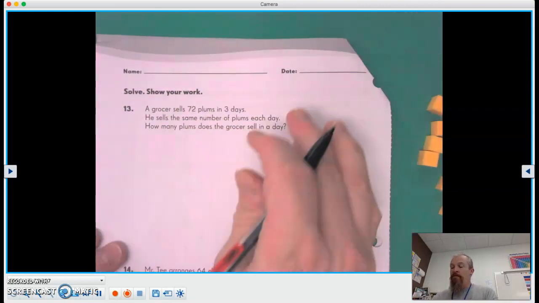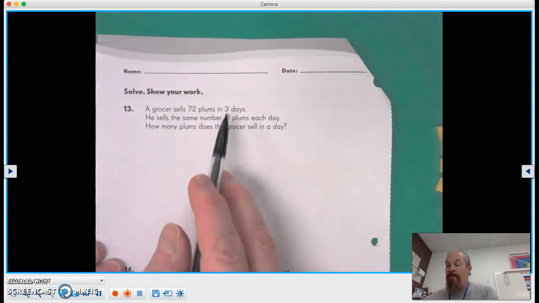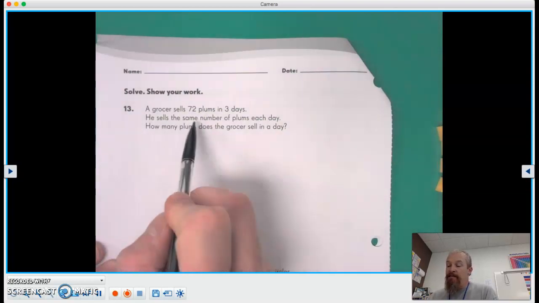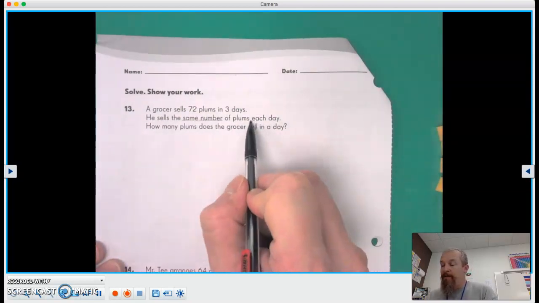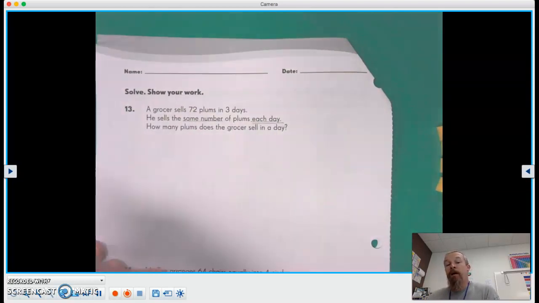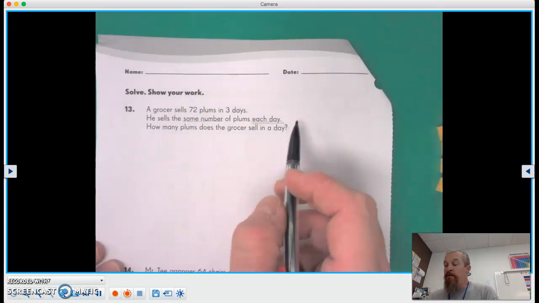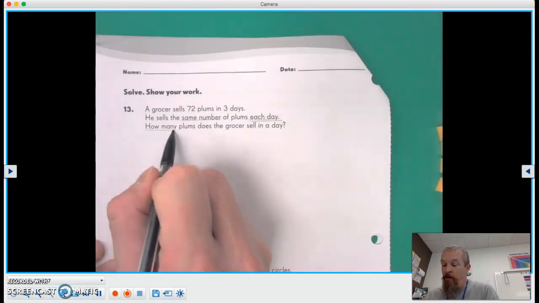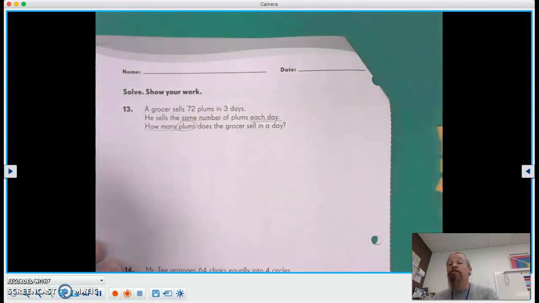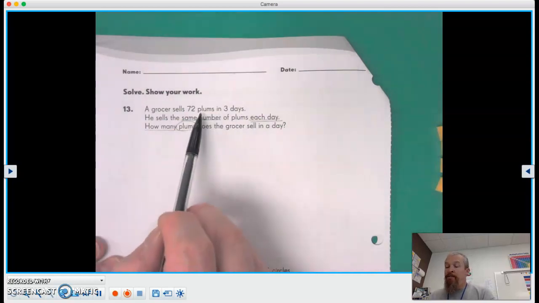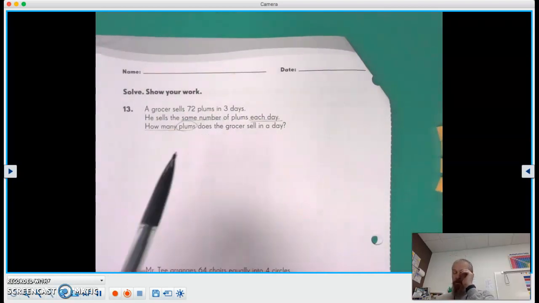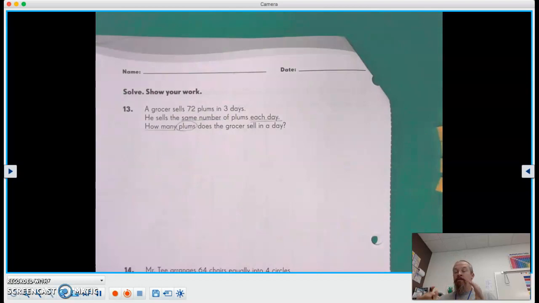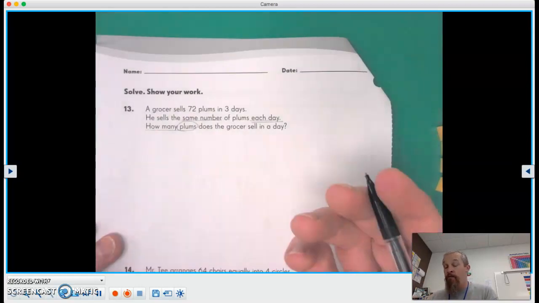A grocer sells 72 plums in 3 days. He sells the same number of plums each day. How many plums does a grocer sell in a day? All right, so how many what? How many plums? So we need to take the total number of plums sold in 3 days and divvy them up into 3 different days, right? And it's the same amount for each day. So this is going to be a division problem.